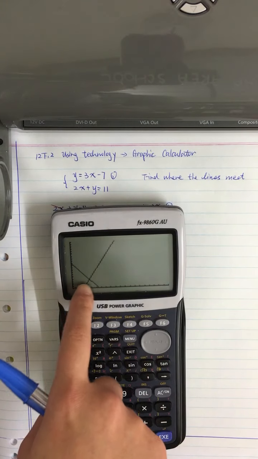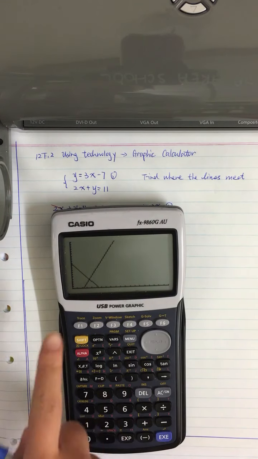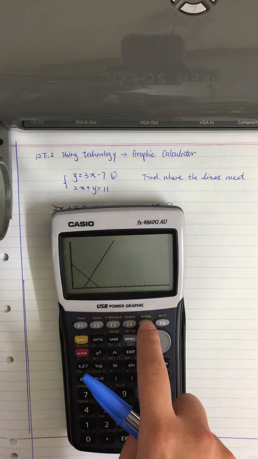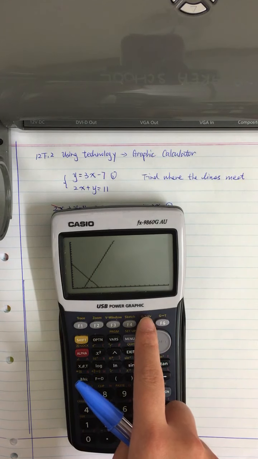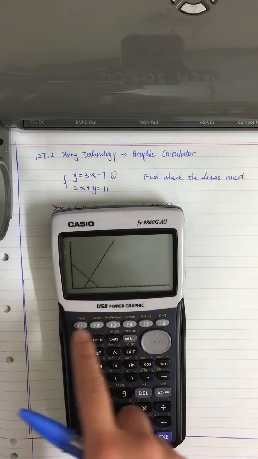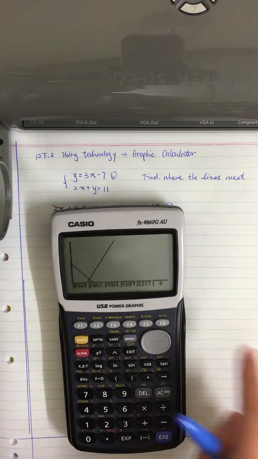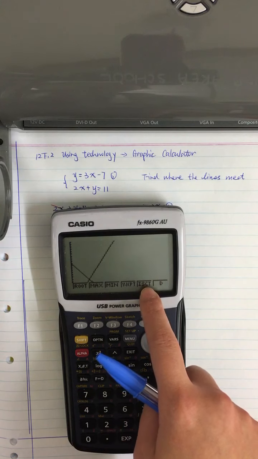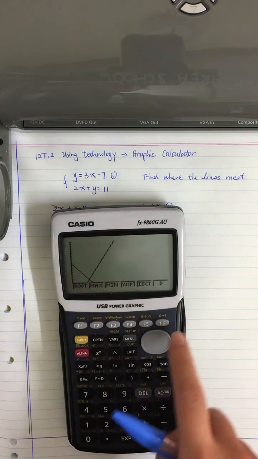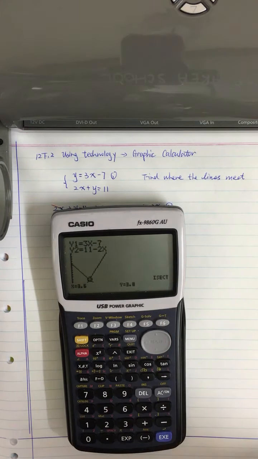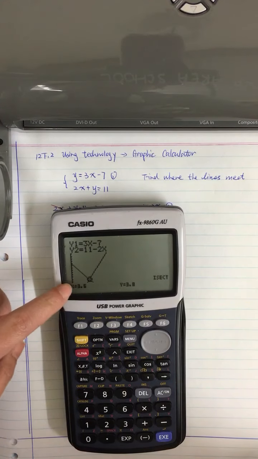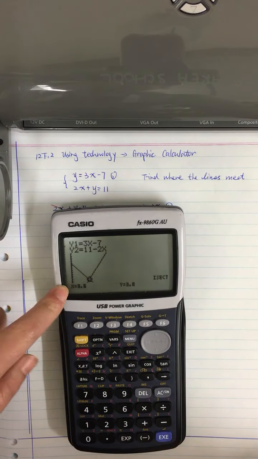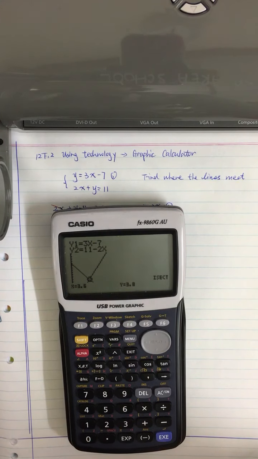So how do I find this point of intersection? The little yellow label here called G-Solve is where we do all our graph solving. So you press shift F5, and the one right there called ISCT means graph intersect. That's where we can find the point. Just press F5. Here we go. Straight away, it tells us the point is when x equals 3.6, y equals 3.8. So our point is 3.6, 3.8.